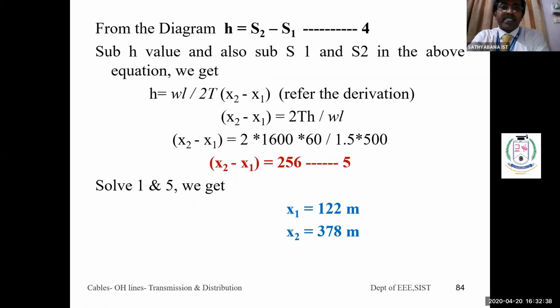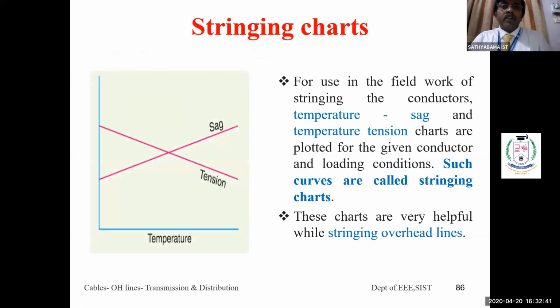So that's all about sag at unequal levels. Finally, we are going to calculate your stringing chart. How do we calculate the stringing chart? Already we have sag as well as tension. Based upon this sag and tension, we draw the temperature stringing chart. The stringing chart is for use in the field work of stringing: the conductor temperature, sag and temperature tension charts are plotted for the given conductors and loading conditions. Such a curve is called a stringing chart.